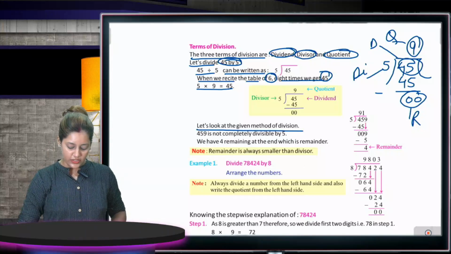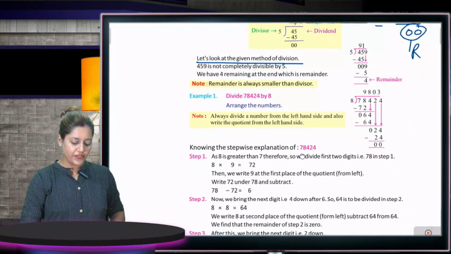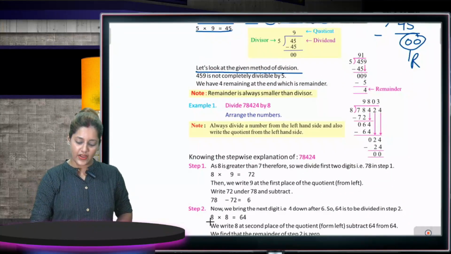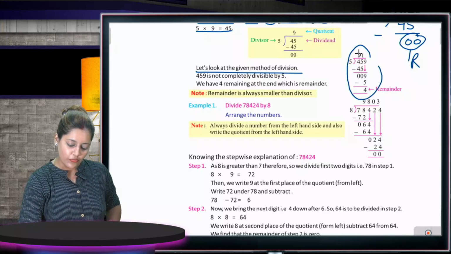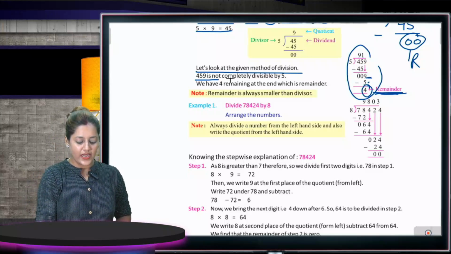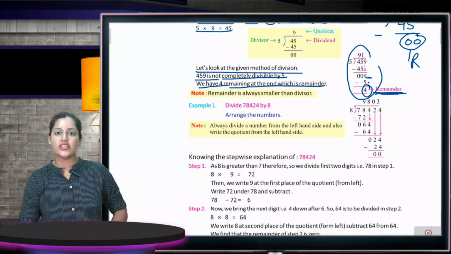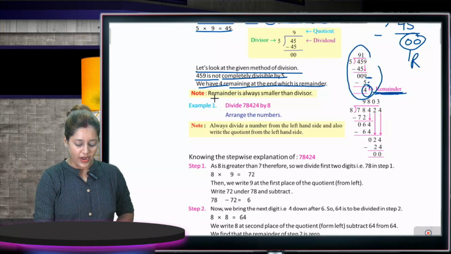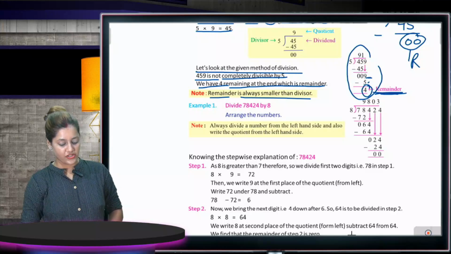Let's look at the given method of division. 459 is not completely divided by 5. Like we are going to divide. So first 9 times 5 is 45, 9 is left and final is 4. So this is your remainder. 459 is not completely divisible by 5. We have 4 remaining at the end, which is the remainder. Note, remainder is always smaller than the divisor.